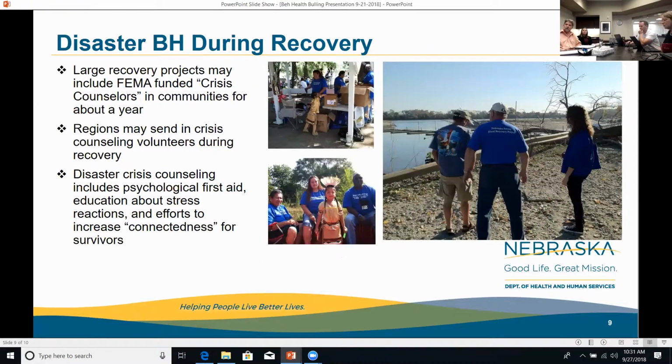In very large disasters, there may be crisis counselors, as I mentioned, funded by a Federal Emergency Management grant to the state. These counselors may be in communities for up to a year after a disaster. The regional behavioral health authorities may also send teams into communities to assist with recovery long after response operations are over and the volunteer processing center is shut down.